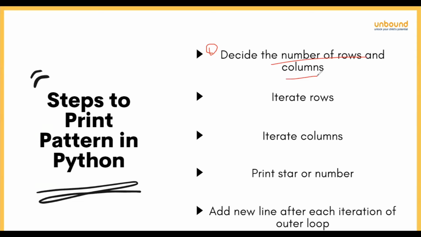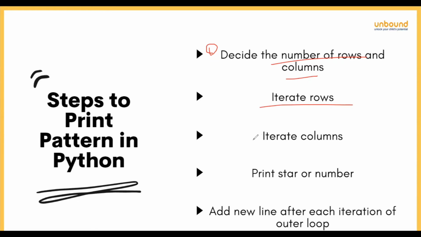Now you're going to take the help of the user using the input function to decide the size of the pattern that you want to create. The next step would be to iterate rows. So just like the previous example, first of all, you will write an outer loop to iterate the number of rows, of course, either using for loop or while loop. And in the for loop, you will give a range.